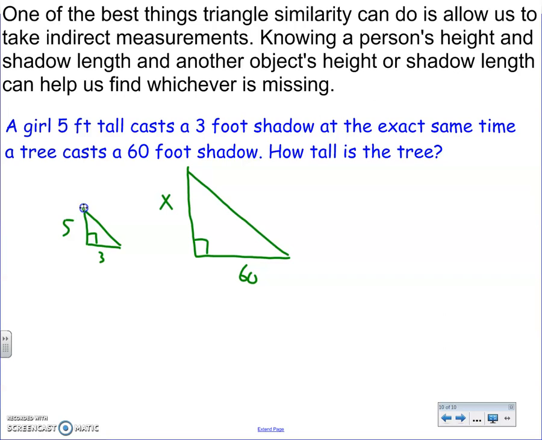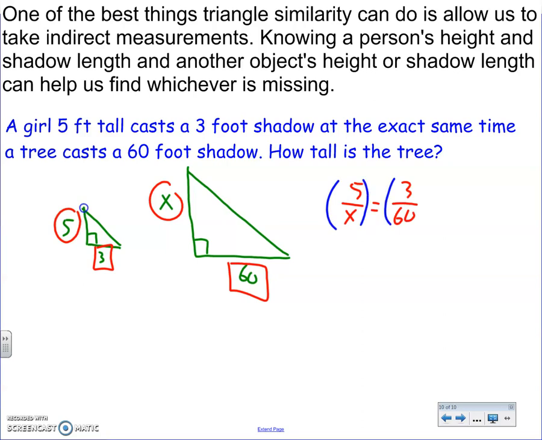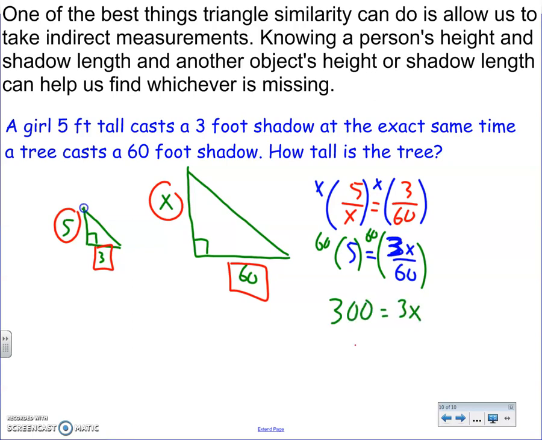These are always proportional. They're similar. Height goes to height, shadow goes to shadow. So circle over circle equals square over square. That's 5 over x equals 3 over 60. Multiply both sides by x first, then by 60. That makes it 300 equals 3x. Divide both sides by 3. 100 equals x. That is feet, so the tree is 100 feet tall.